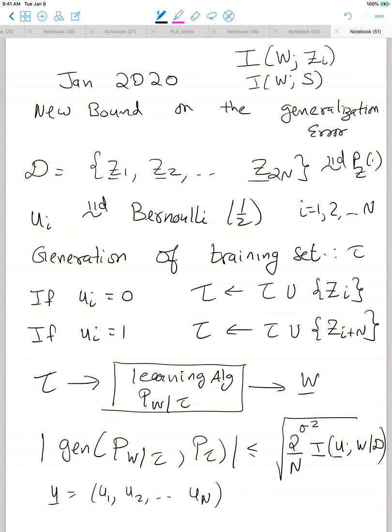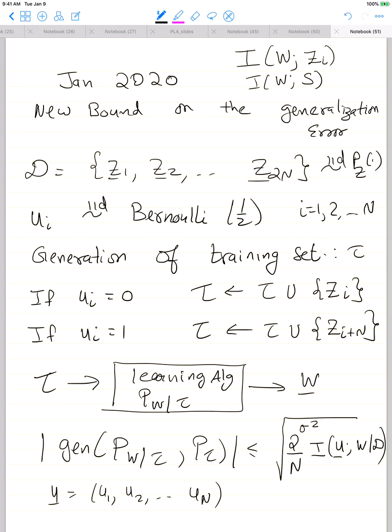Each is 0 or 1 with probability half. U decides what tau is set to be. The entire bound is conditioned on D, so it is conditioned on the 2n examples that you have. You're going to generate 2n examples and fix them. Now the training set consists of n random examples from this set based on U. So U tells me what is tau. Given D and U, I know what tau is, right? So it is looking at the mutual information between this U sequence and the model parameters given the knowledge of D.